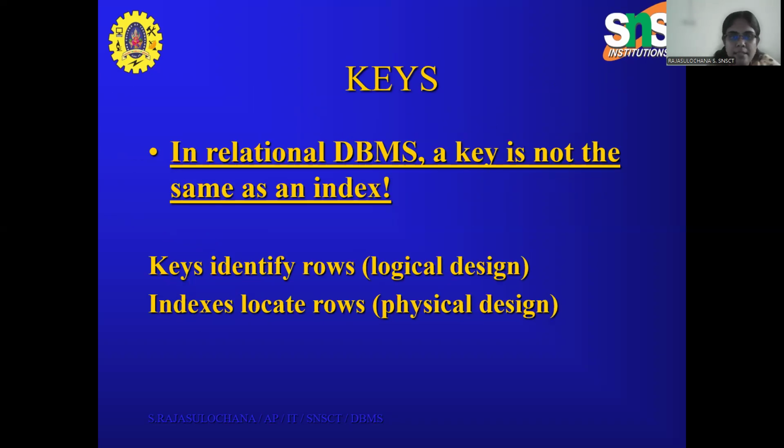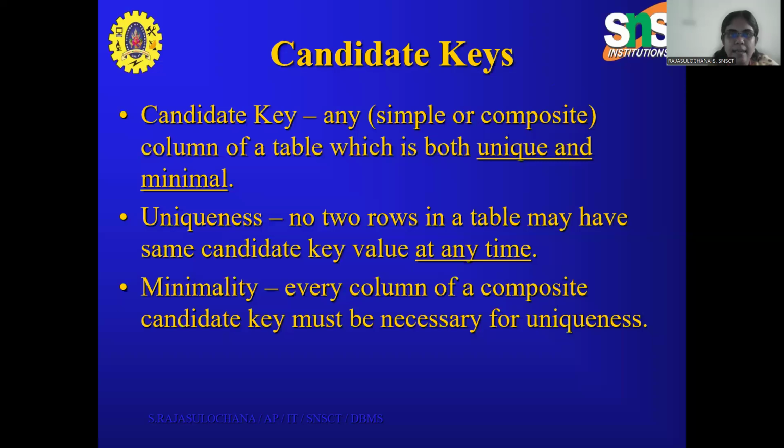Indexing is different and key is different. You need to be clear about that. Anything that helps in identifying the row or a tuple is called a key. This is with respect to the logical design of a database. Anything that helps in locating the row is called an index. Identifying the row is different, locating the row is different. So if something helps in locating the row, it is an index. This is with respect to physical design.